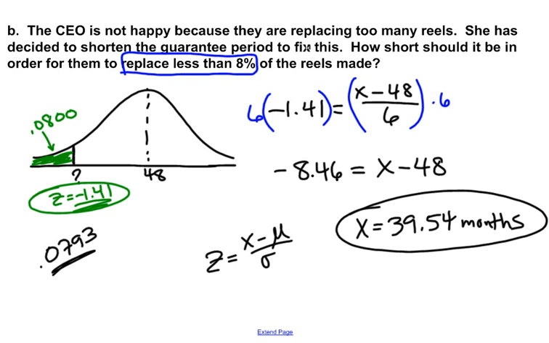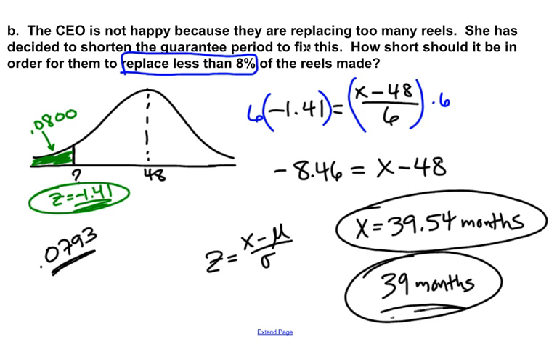So they're probably not going to come out with a guarantee that says 39.54 months. They would either round that up to 40, or if they wanted to make sure that they got less than 8%, they would go to 39 months as the guarantee period. If they went up to 40, that would be fine, but it would still get them a little bit more than 8% of the reels that they were making breaking. So it's a good example of how we go to the table with the percent and work backwards to find the x value or the raw score, what have you, that we're dealing with in the problem.